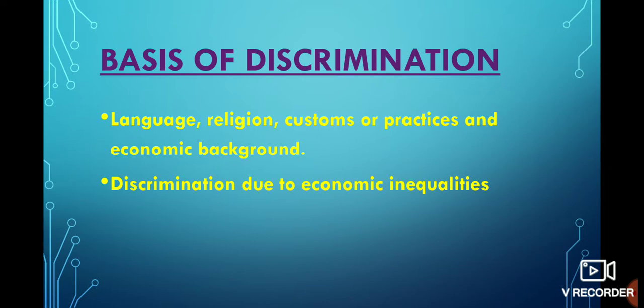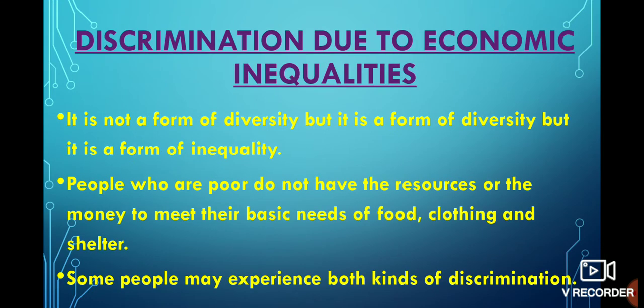Now, discrimination due to economic inequalities. The most important reason why discrimination is done is mostly economic inequalities. Now, how it's done, let's learn. Discrimination due to economic inequalities is not a form of diversity, but it is a form of inequality.